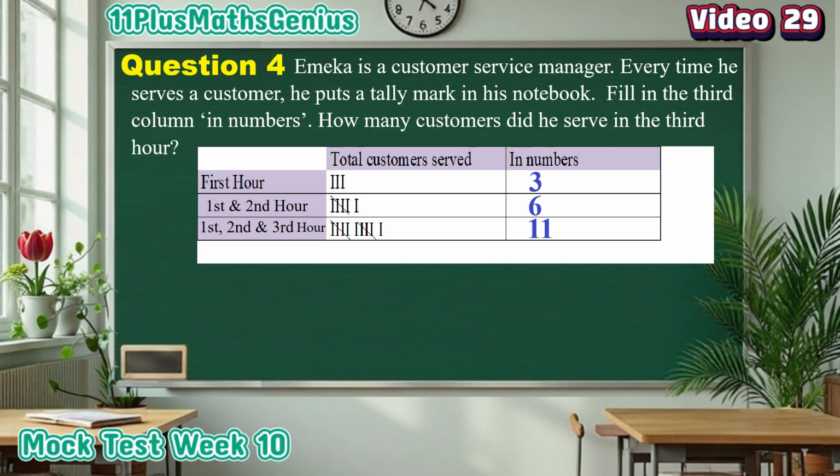Now we're also asked how many customers he served in the third hour. We know that for the first, second, and third hour, he served 11 customers, and for the first and second hour, he served 6 customers. And so if we subtract those two, we'll find out how many customers he served for the third hour. So if we do 11 minus 6, that gets us 5 customers for the third hour.